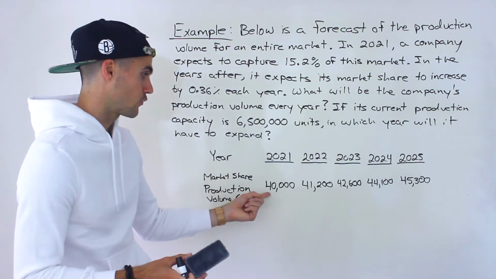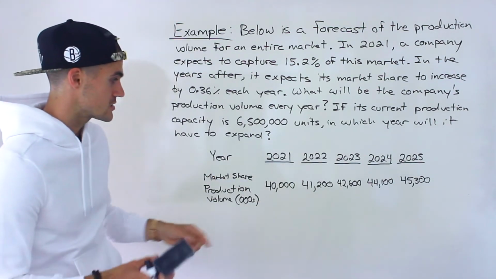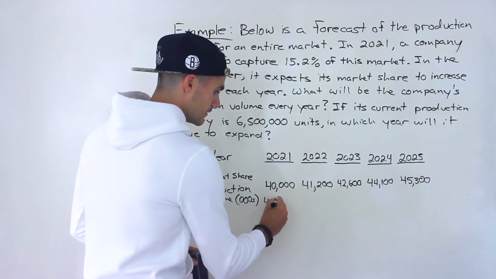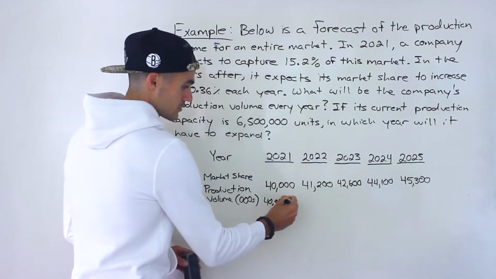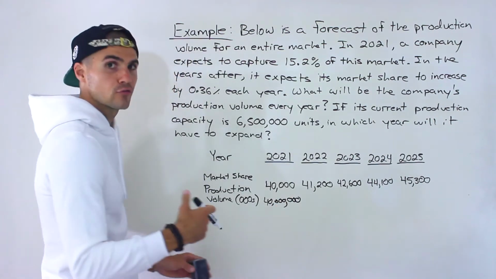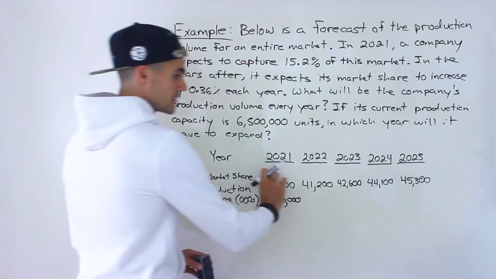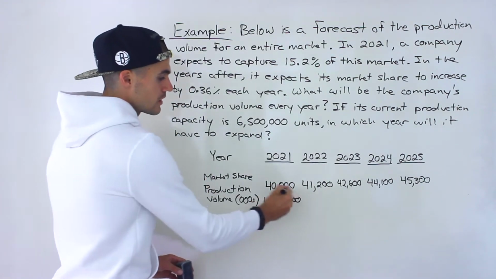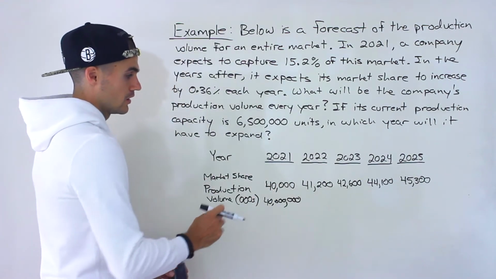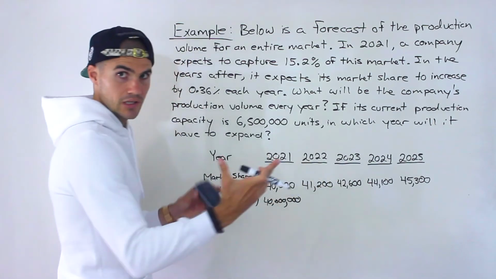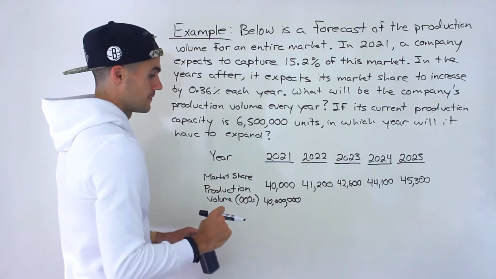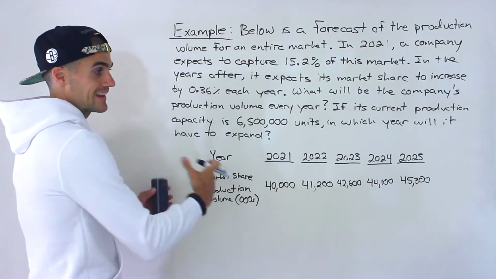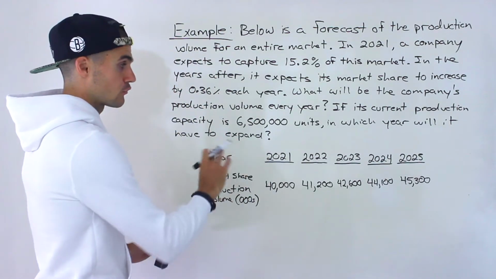So 2021, it's 40,000. And these are all in thousands. So really this 40,000, we would add 3 more zeros to it. So it's really 40 million. I'm going to be mentioning these thousands, but just in the background so you know this is really 40 million. Over here, we just made these numbers to keep the table simplified. All right, so this is the number of units for the entire market that are forecasted.